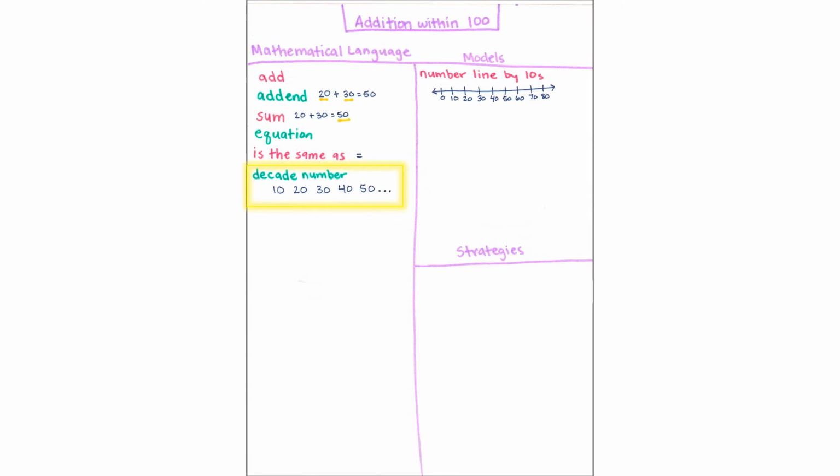Let's look back at our equation. 50 plus 40. Our anchor chart is addition within 100. Let's take a closer look at the mathematical language, specifically decade numbers like 10, 20, 30, 40, 50. Those are all decade numbers.